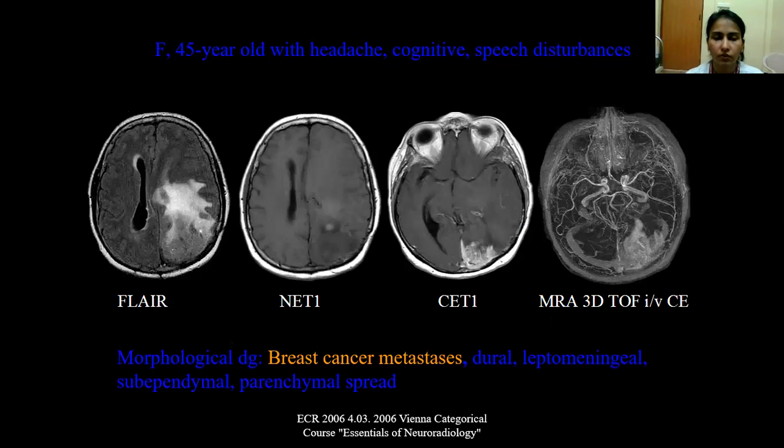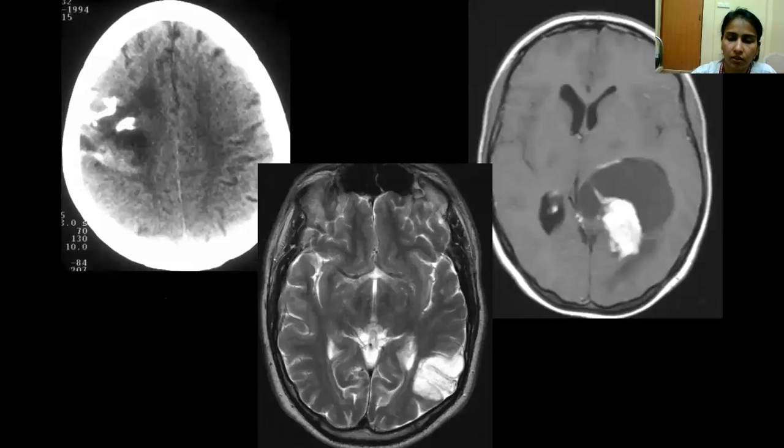This again is a case of a 45-year-old female with headache, cognitive and speech disturbances. The morphological diagnosis was breast cancer metastasis. And here we can see the leptomeningeal spread, dural spread, and subependymal and parenchymal spread. As we can see, in the lining of the right ventricle, the left lateral ventricle is completely obscured. There is midline shift also, and we can see the enhancement in the TOF as well as contrast enhancement.